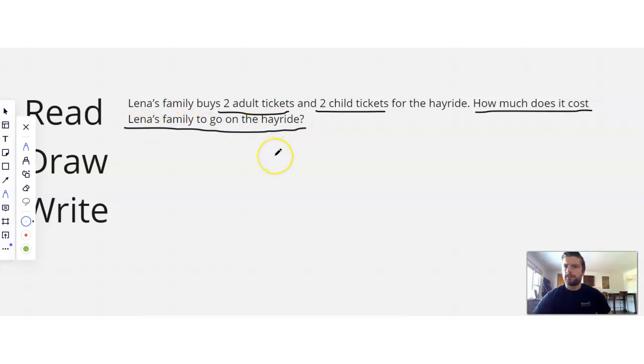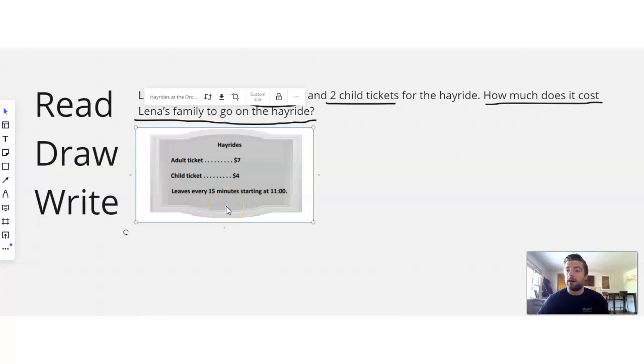Okay? So the most important thing in a word problem is understanding what we're being asked. And what we're being asked is, how much does it cost Lena's family to go on a hayride? Now you're probably thinking, how are we supposed to figure that out? We don't know the prices. Well, that's where this chart comes in. So this chart's going to help us solve this problem. And it says hayrides. You could probably picture this sign being up at a place that does hayrides. So it says hayrides. An adult ticket is $7.